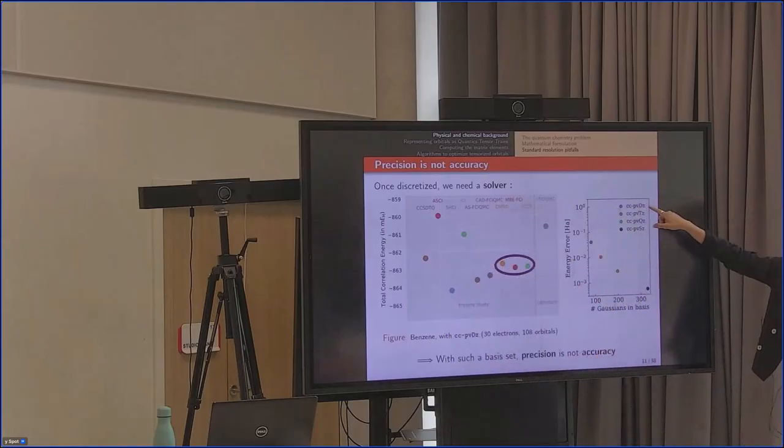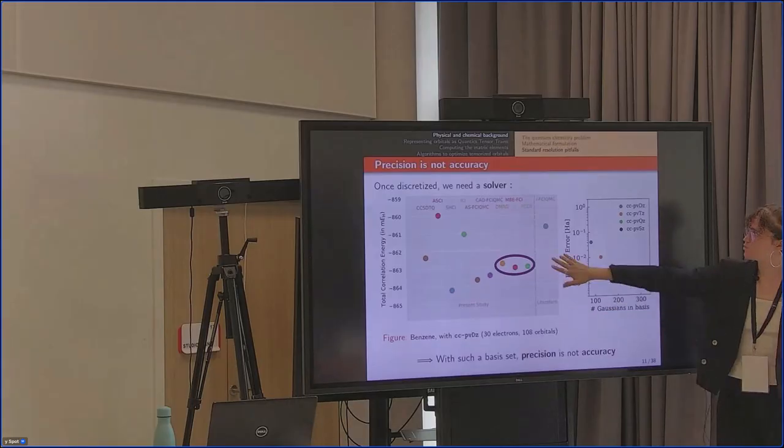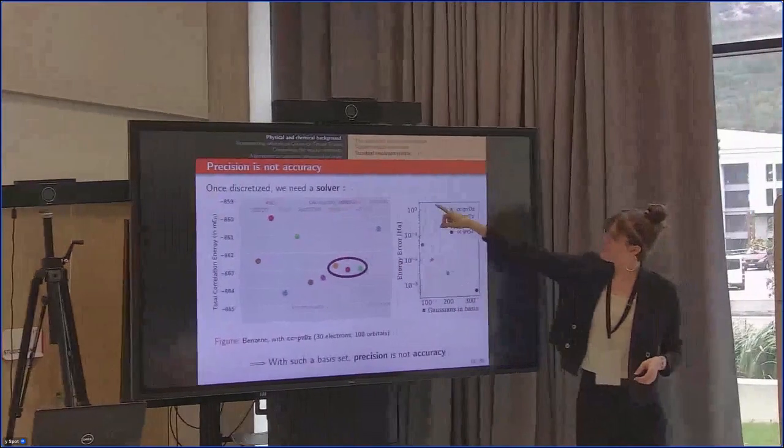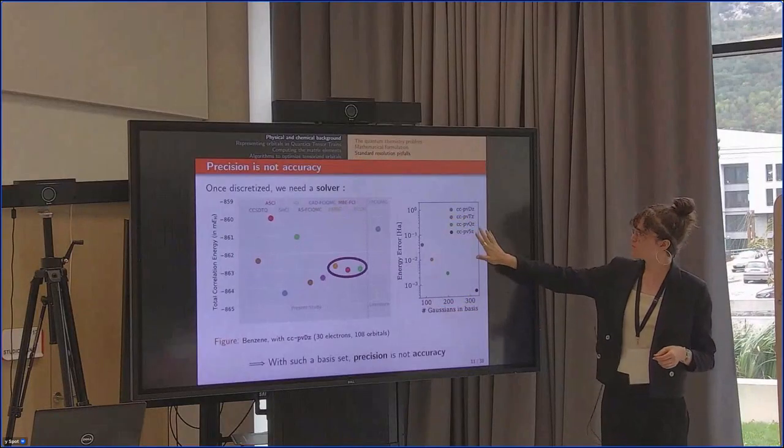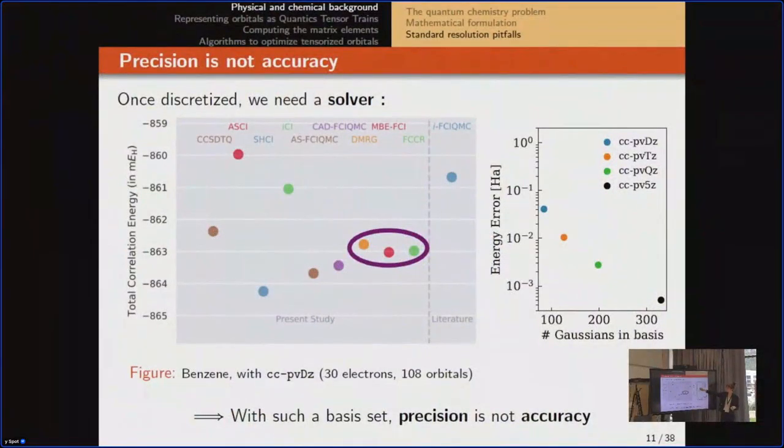I'm taking the DZ orbitals, which is the same basis set that we used for benzene before. I'm plotting the energy as a function of the number of Gaussians. We see that for this molecule, H2O, the DZ has about 100 Gaussians, and we get a precision that's actually terrible. Like it's 10 to the minus 1, a bit better, but not more. What we want is 10 to the minus 3.